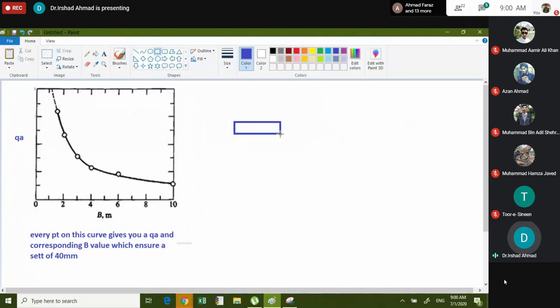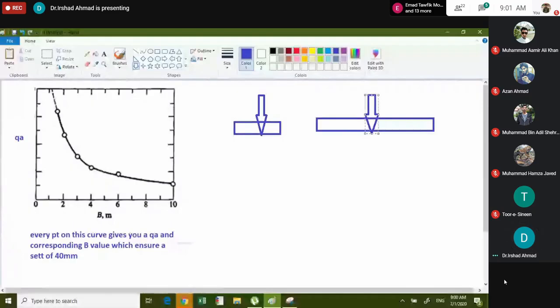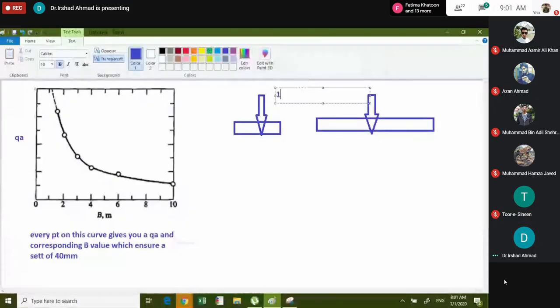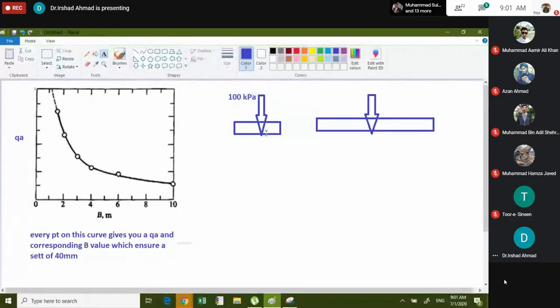Okay, you have two foundations. One is of large size and one is of small size, and both have the same pressure. For example, 100 kPa. This is 100 kPa, right? And this is 100.